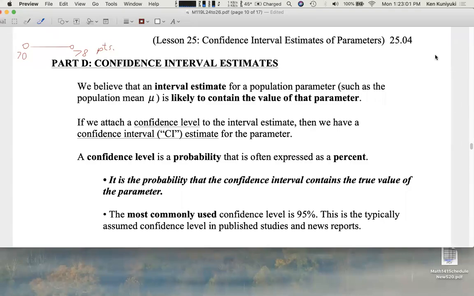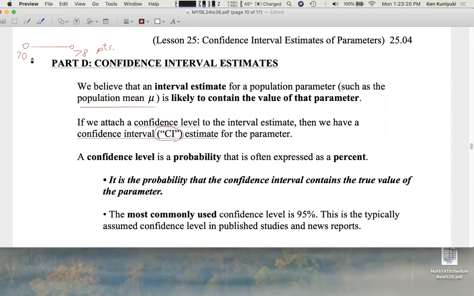Hi, everyone. We're continuing with lesson 25, and we're going to explain why these interval estimates for population parameters, such as a population mean mu, are going to be called confidence intervals, or CIs. That will be my acronym for confidence interval.